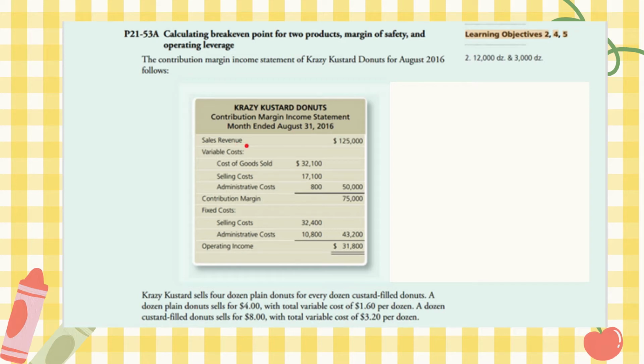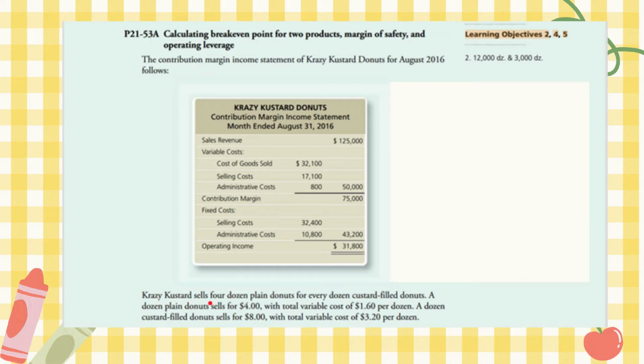Here is the sales revenue, then variable cost. We have three items, and this is for the total variable cost. Sales less variable cost equals contribution margin less fixed cost. So here we have two items, and the total fixed cost is 43,200. Now contribution margin less fixed cost equals operating income.